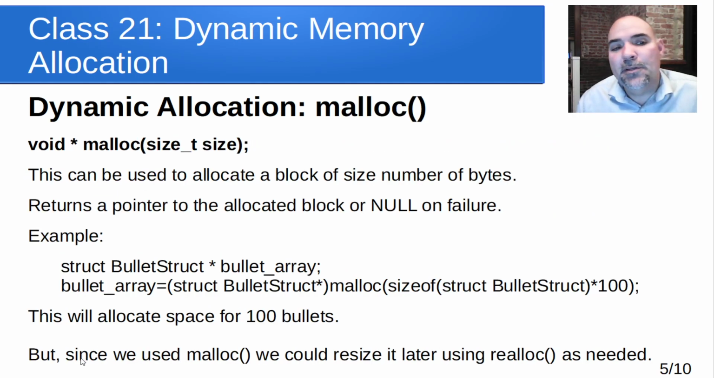All right, let's look in a little more detail at those functions. So let's start with malloc. The way that works is you basically just pass in the size, and that's going to be in bytes. And notice there's this size_t type here. That's for cross-platform compatibility.